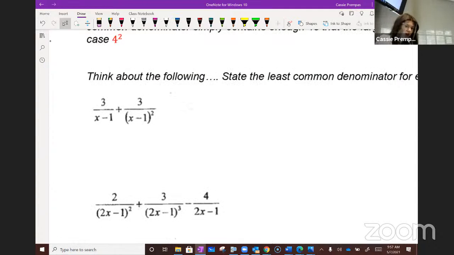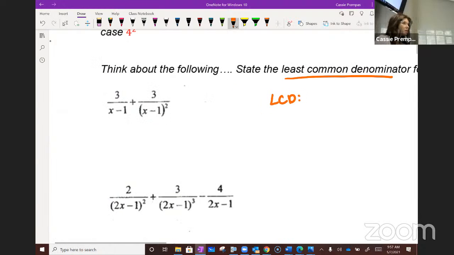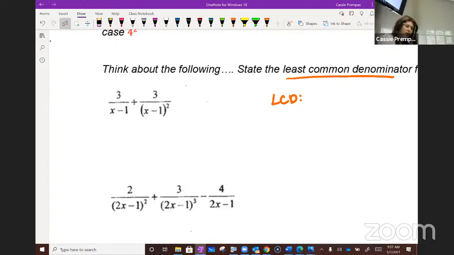Think about the following. State the least common denominator, and I always abbreviate this with LCD. So state the least common denominator for each. If I'm looking at this expression, which has x minus 1 and x minus 1 squared, what's the least common denominator between those two? Perfect, x minus 1 squared. It's just like looking at it as 4 and 4 squared.